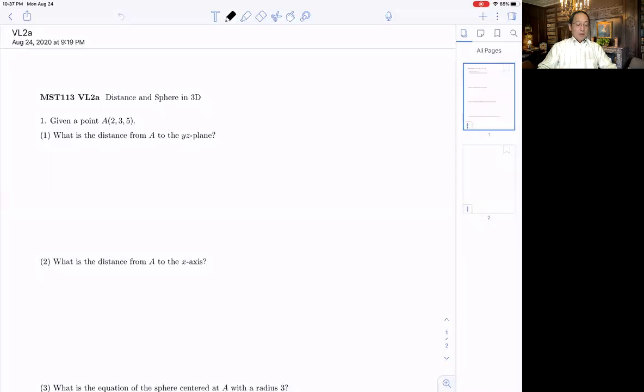Now let's look at some basic topics in chapter 12. This is from section 1. For this section, the most important thing we need to remember is the distance formula in the 3D coordinate system. So let me write it on the top over here.